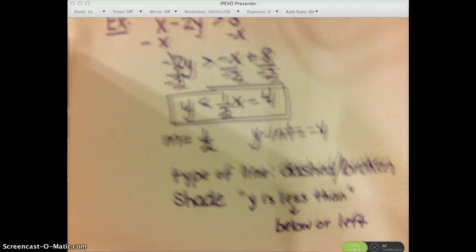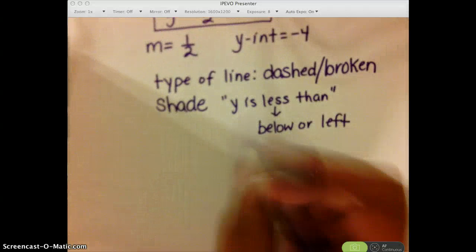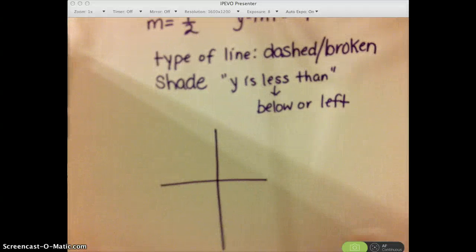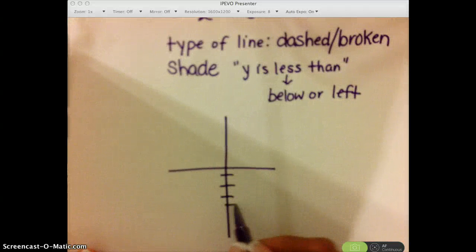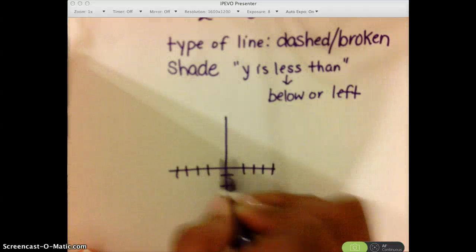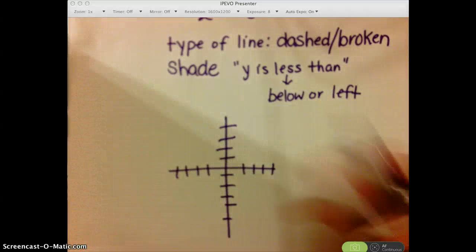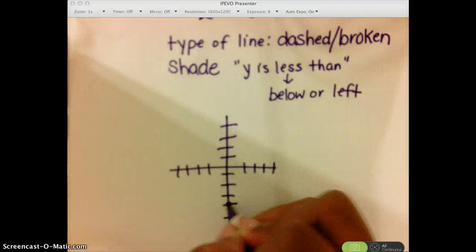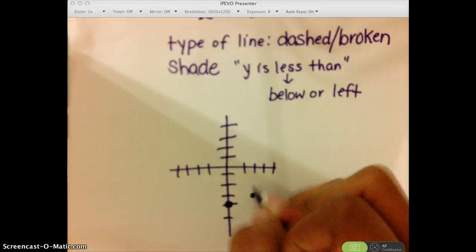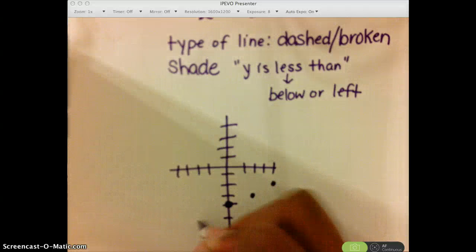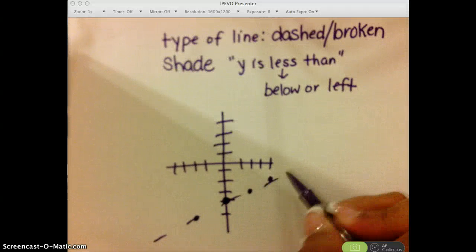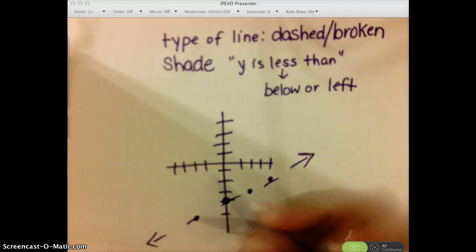All right, now let's draw the graph. We have us a little coordinate plane here. We're going to start at the y-intercept of negative 4. Then we're going to go up 1, right 2 with our slope. Up 1, right 2. Down 1, left 2. We connect these points with the dashed line. And I'm going to shade below.